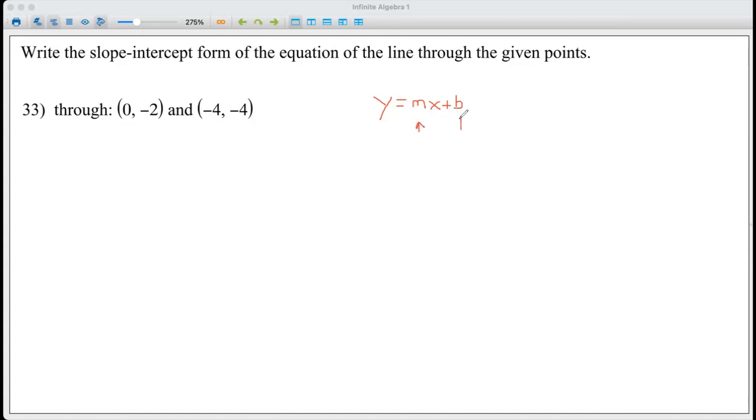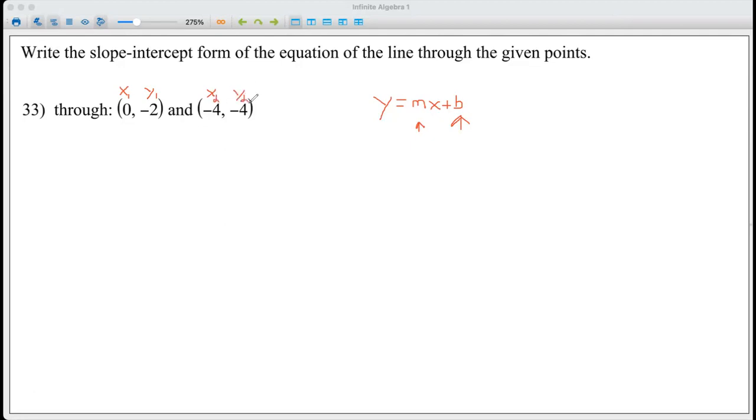For this one, we're not going to do the y-intercept first. We're going to do the slope, 2 points. So we're going to use the slope formula. Remember the slope formula, X1, Y1, X2, Y2. So I label, and then I plug these into the slope formula.